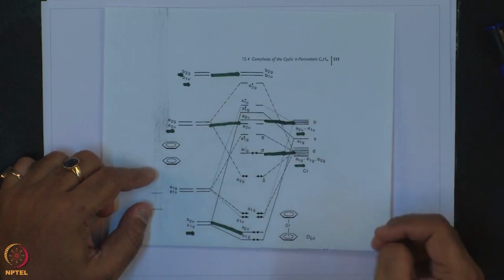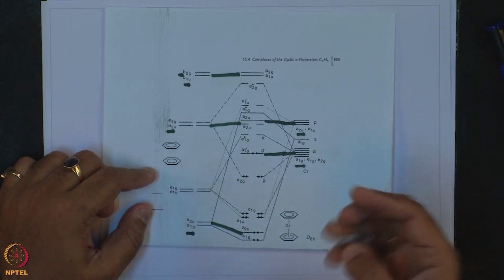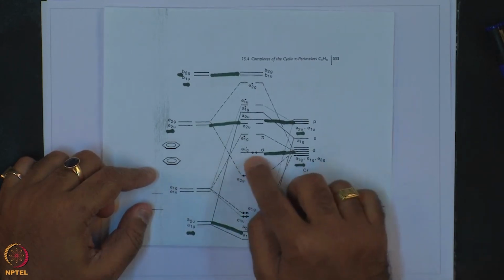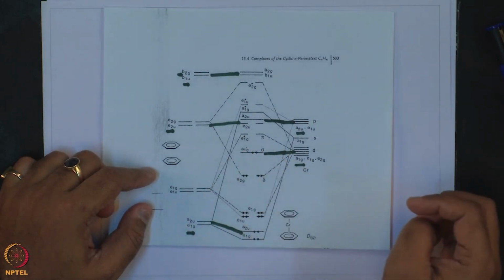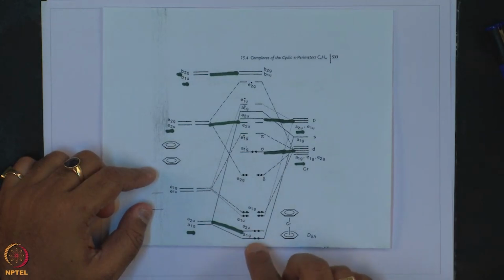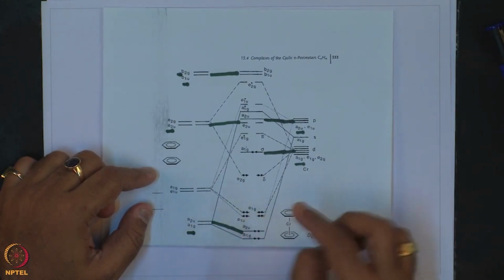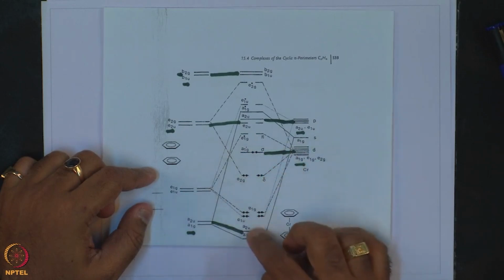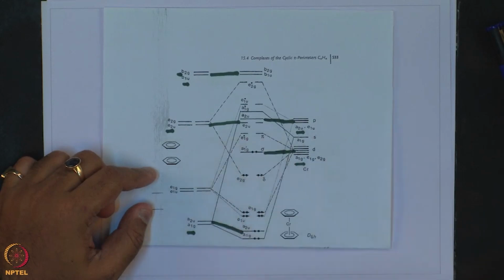The 18 valence electrons that the compound has go up to the A1G filling, that is the sigma. So, that 18 goes around 2, 4, 8, 12, or 2, 4, 6, 8, 10, 12, 14, 16, 18. So, this is how the 18 electrons fill the orbitals.